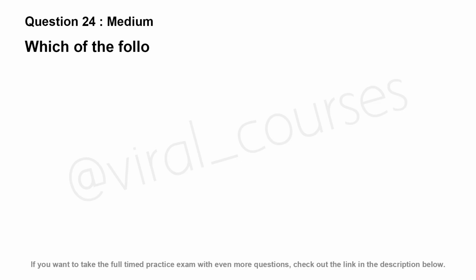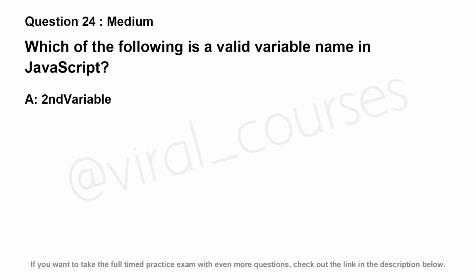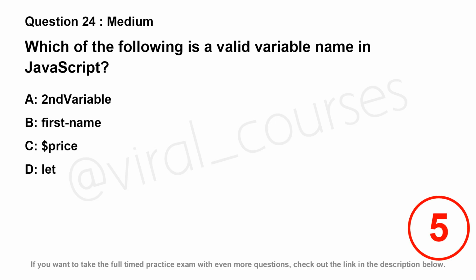Which of the following is a valid variable name in JavaScript? Option A, 2nd variable. Option B, first-name. Option C, $price. Option D, let.